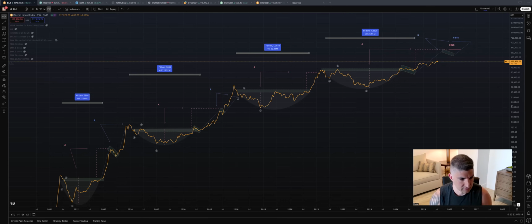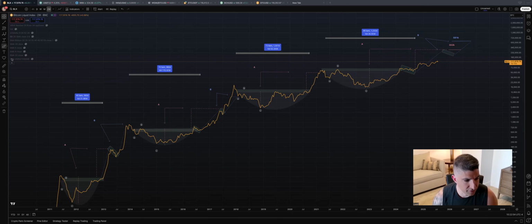Bitcoin's first major consolidation back in 2011 lasted 560 days in the form of an ABC, bottom left of the chart here. We then made our way all the way back up. So this is a reaccumulation. Okay, reaccumulation. We broke out. That's A.